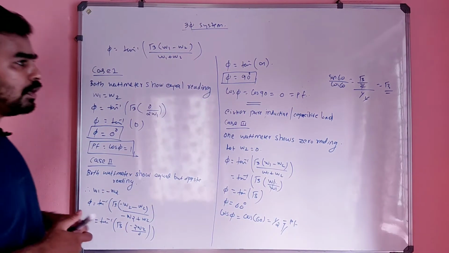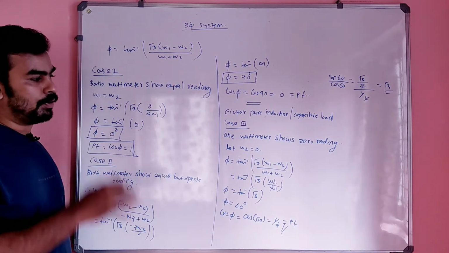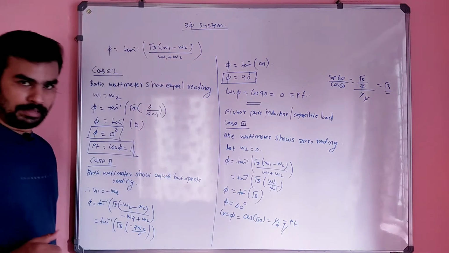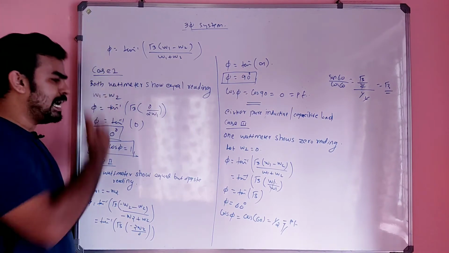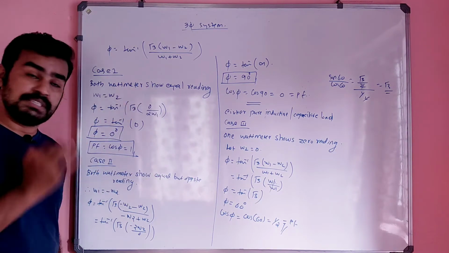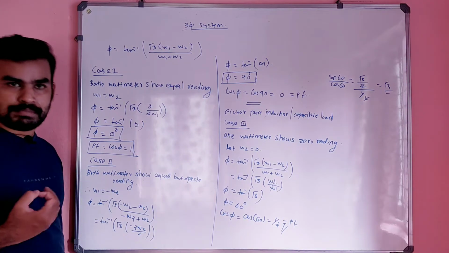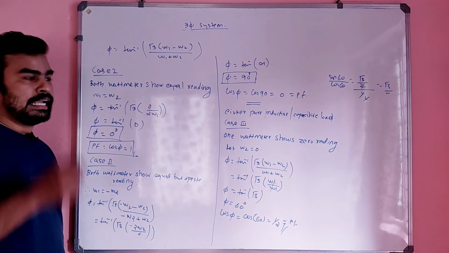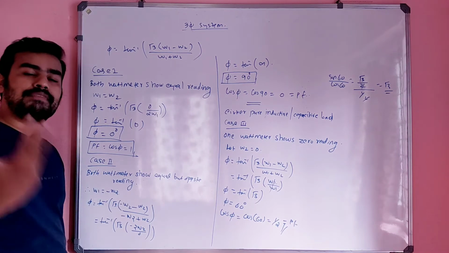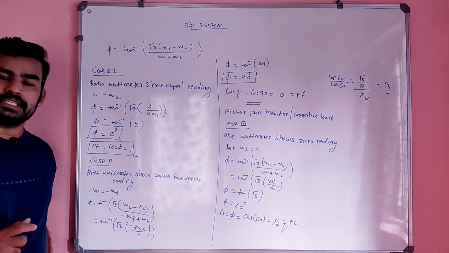So when the power factor is 0.5, then only it will be the condition where one wattmeter shows 0 reading. So why did I do all this? In your examination, any one of these cases will be asked. It is a very important case. You may be asked, in 3-phase power measurement by the 2 wattmeter method, if one wattmeter shows 0 reading, what is the power factor? The answer will be power factor equal to 0.5.